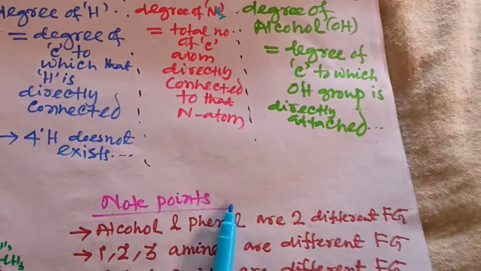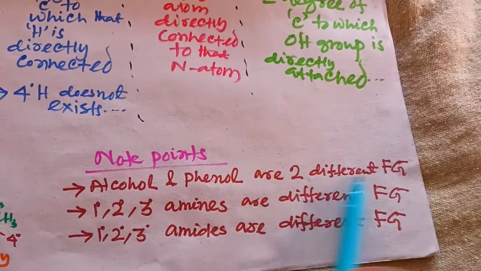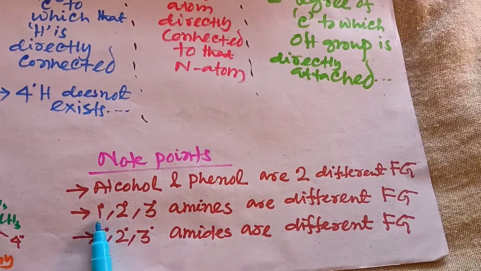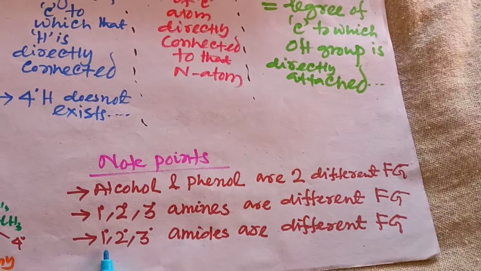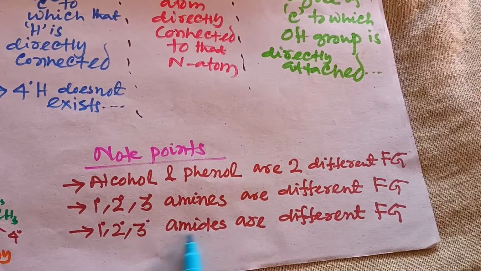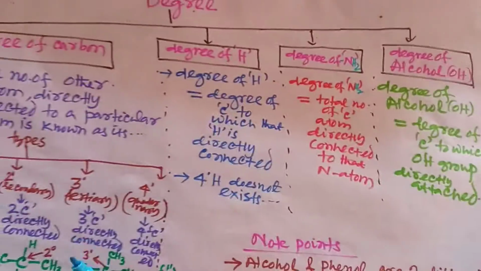There are some note points. Alcohol and phenol are two different functional groups. Similarly, 1 degree, 2 degree, 3 degree amines are treated as different functional groups. And 1 degree, 2 degree, 3 degree amides are also treated as different functional groups.